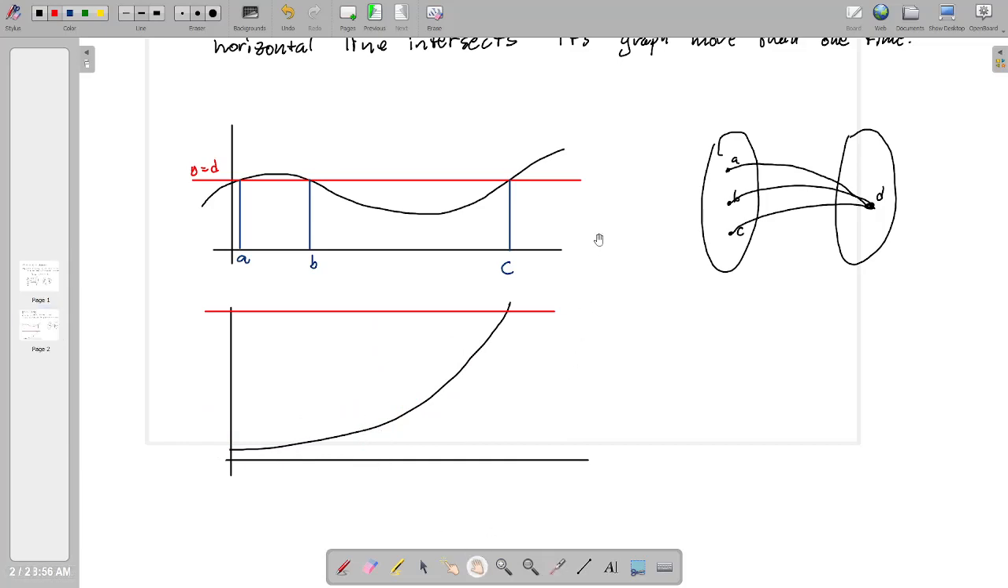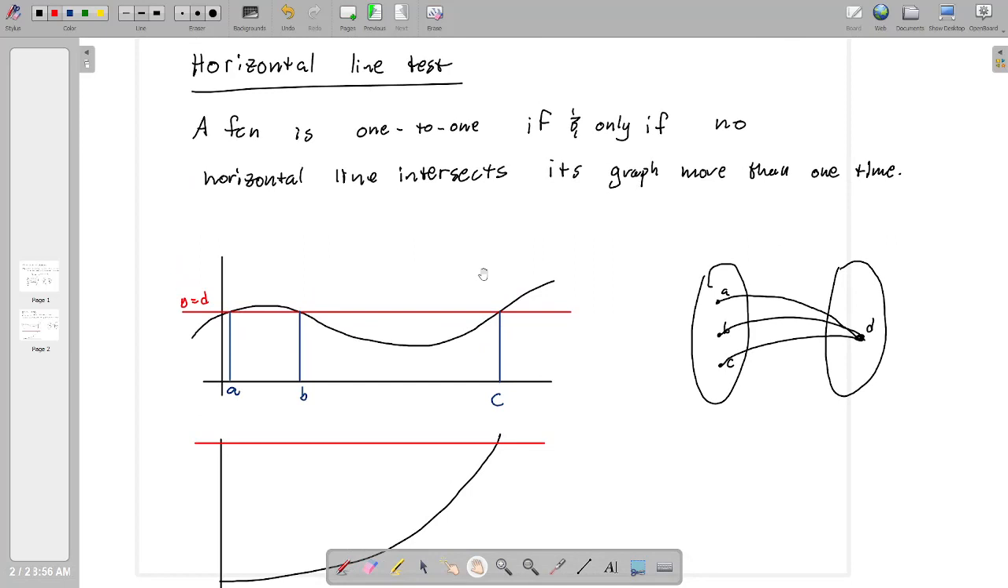Now we also need to be careful when we look at the horizontal line test. Notice that the horizontal line test is done on functions. Now if we have a function, that means it passes the vertical line test already. So we wouldn't use the horizontal line test on something that looks like this. Because it doesn't pass the vertical line test, we already know it's not a function, therefore it cannot be a one-to-one function.